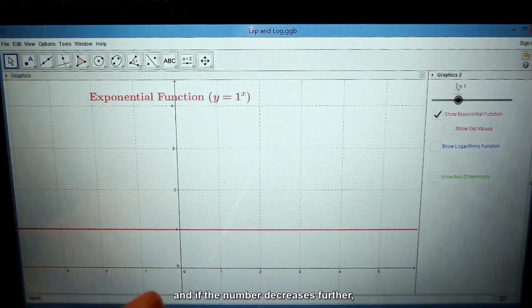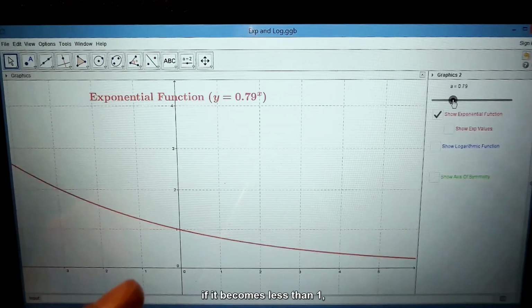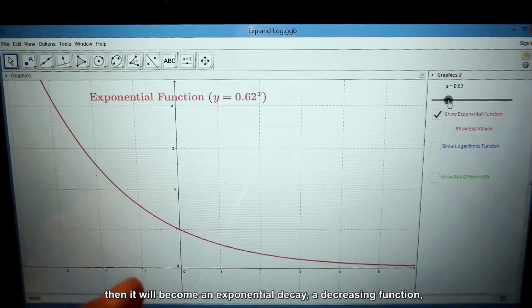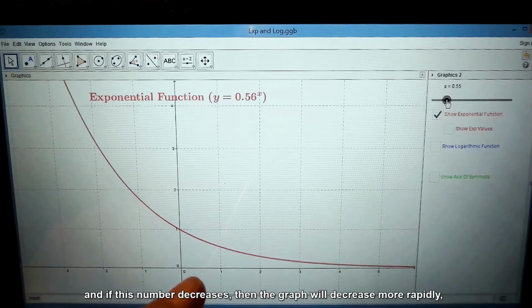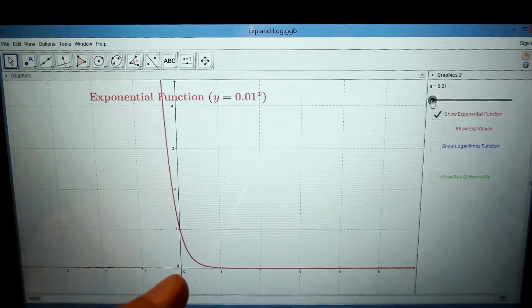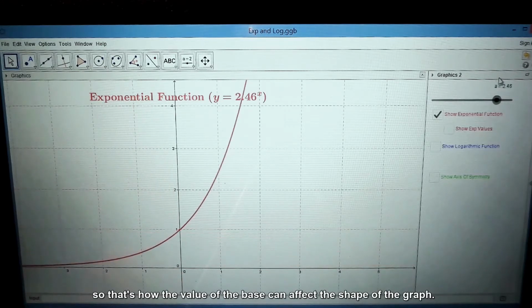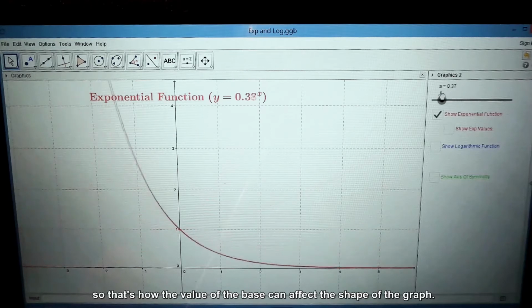And if the number decreases further, if it becomes less than 1, then it will become an exponential decay, a decreasing function. And if this number decreases, then the graph will decrease more rapidly. So that's how the value of the base can affect the shape of the graph.